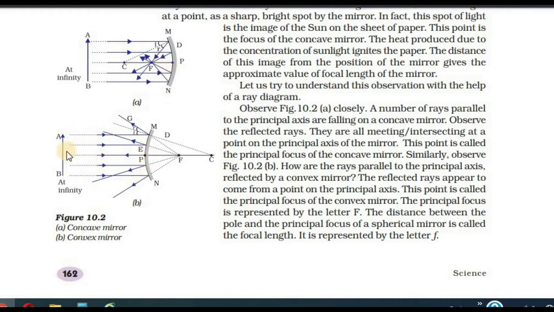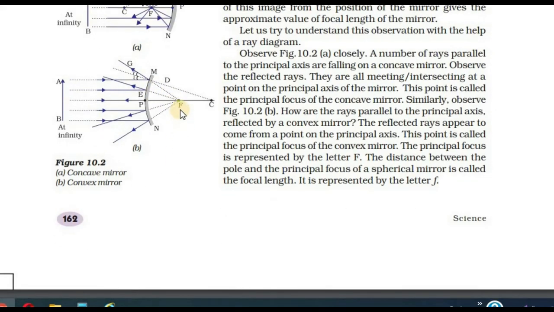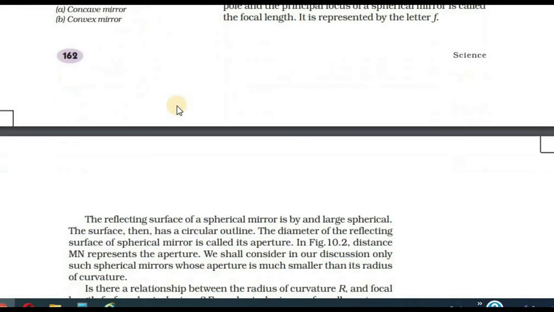For the convex mirror, what is the focus? You can see in this figure, there are so many light rays falling on this convex mirror, of which the reflecting surface is curved outwards. You can see all the reflected rays look like they are coming from a particular point outside the mirror, on the other side of the reflecting surface, isn't it? After reflection, all the reflected rays appear to be coming from the other side of the reflecting surface. This point is called what? The focus of the convex mirror.